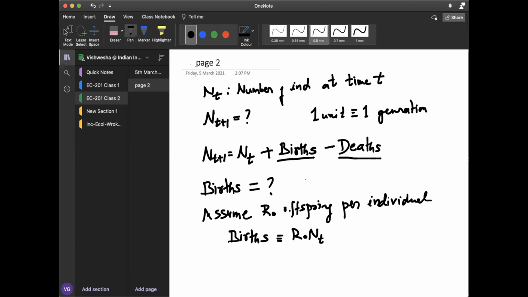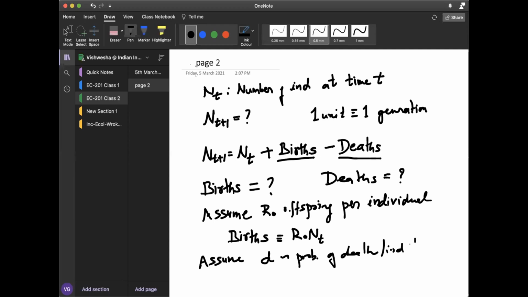So likewise, what about the deaths? What is the number of deaths that have happened in this period? Let's assume that d is sort of the probability of death per individual per generation. Okay, so you can now make an approximation that the number of deaths will be d times nt. So there are basically R0 times nt number of births, and there are d times nt number of deaths.